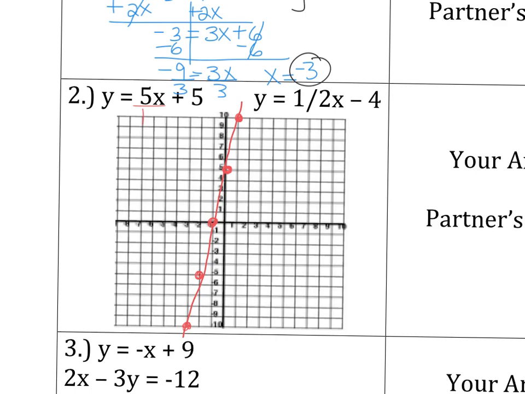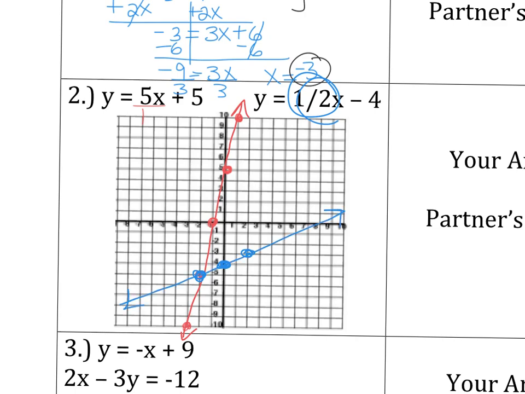Okay. So now I'm going to do the other one in a different color. I begin at negative 4, and I go up 1 over 2. So up 1 over 2, or I can go down 1 over 2 and see that's where they cross.